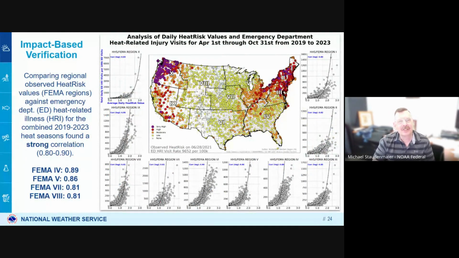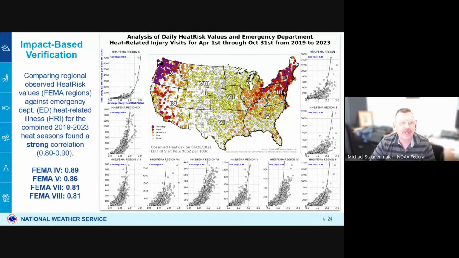Since heat risk was initially developed in the West, people always ask me, how does heat risk verify everywhere else? As you know, heat risk was developed using mortality data thresholds. So with heat risk going CONUS-wide, we wanted to test the approach using independent data over 5 full heat seasons to generate long-term verification. So we examined CDC-provided emergency department heat-related injury data, which in this example is expressed as a rate per 100,000 emergency department visits overall.